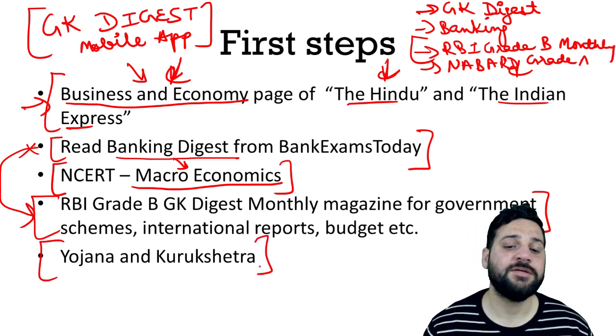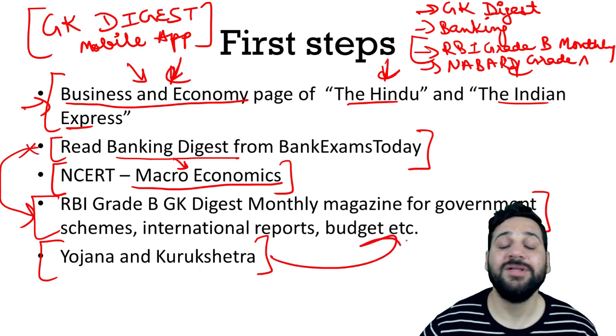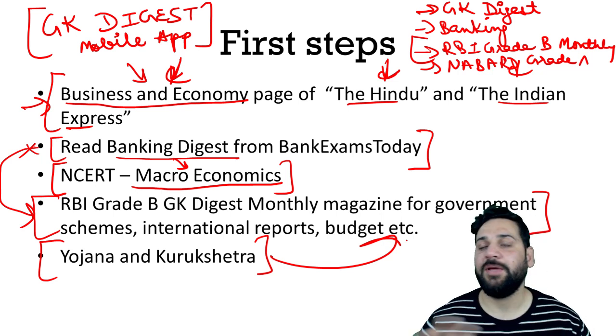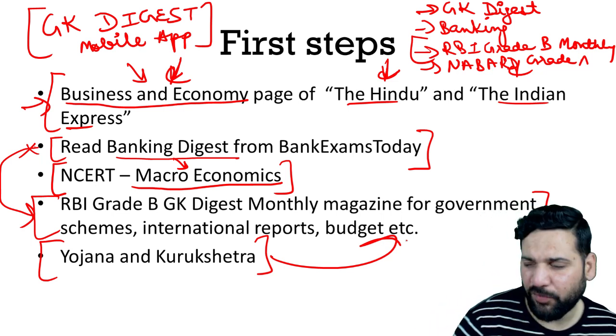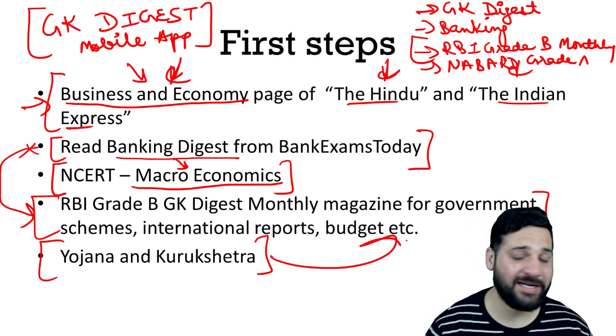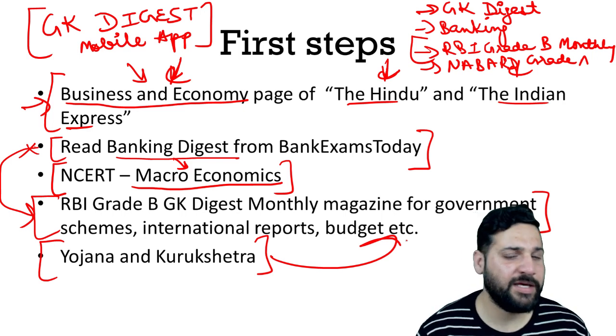Then every month, one more important thing: in the RBI Grade B digest, we also analyze the monthly Yojana magazine and Kurukshetra magazine. So the RBI Grade B digest is like 140 to 160 pages of content that we release every month. That includes everything, all the dynamic portion is part of the RBI Grade B GK Digest.